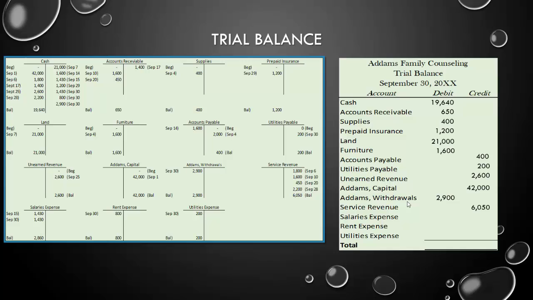And then we had three expenses. We paid $2,860 worth of salaries during the period. We paid an $800 rent expense, and we received that $200 utility bill.